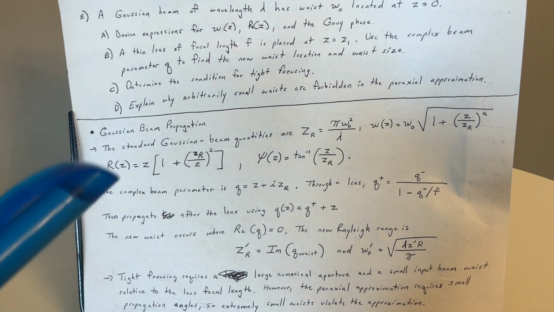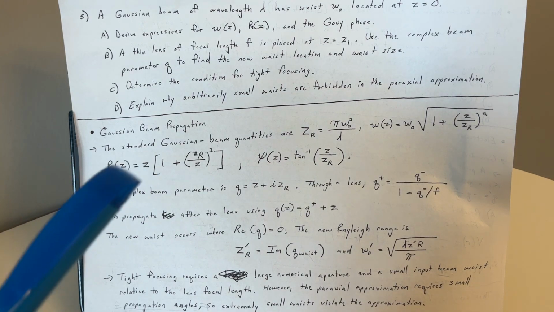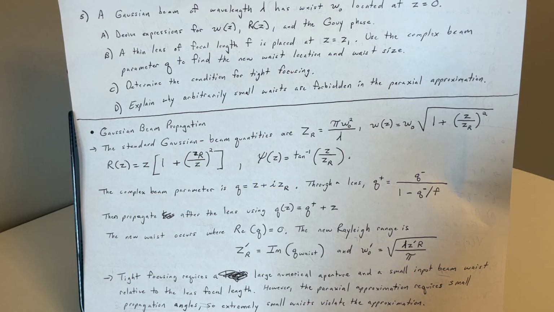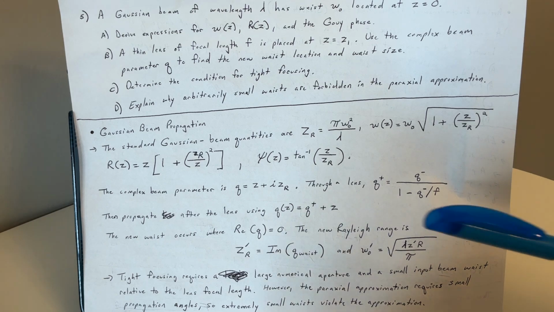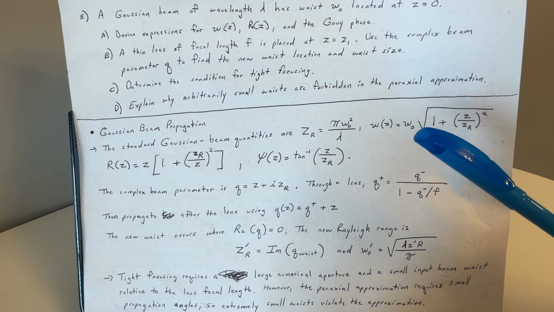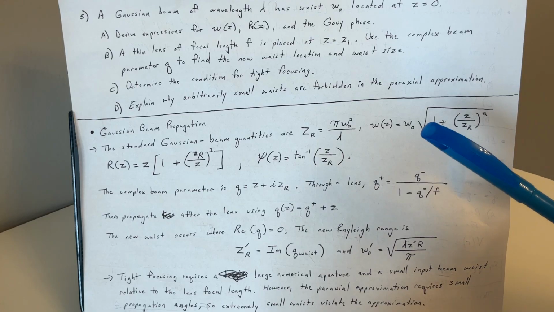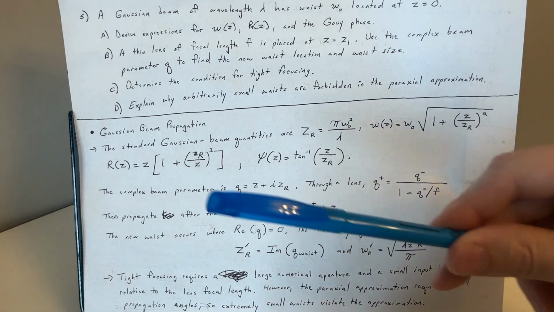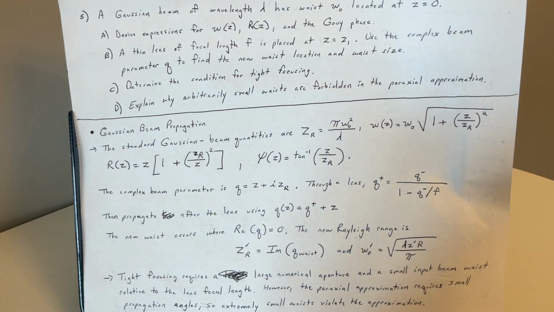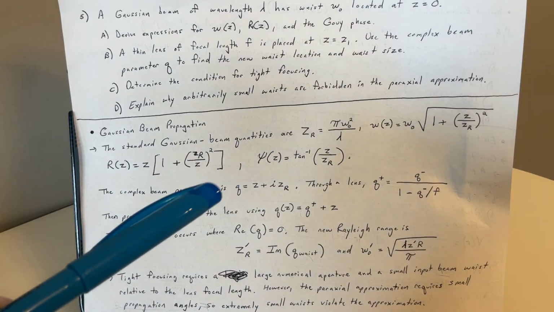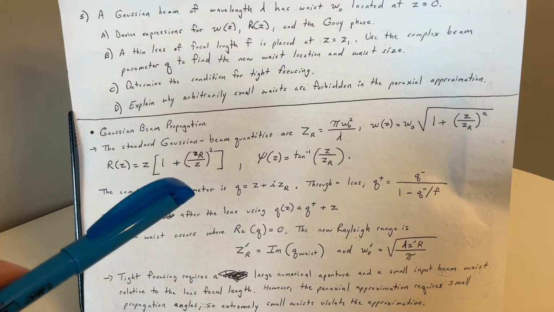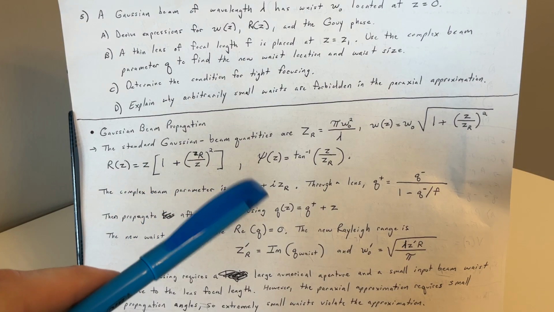So this is a Gaussian beam propagation problem. The standard Gaussian beam quantities are these: z sub R equals pi w naught squared over lambda. And the waist function, w of z, equals w naught, the beam radius, times the square root of 1 plus z over z sub R squared. We get R of z equals the following amount. Psi of z equals the inverse tan of z over z sub R. And the complex beam parameter is q equals z plus i z sub R.